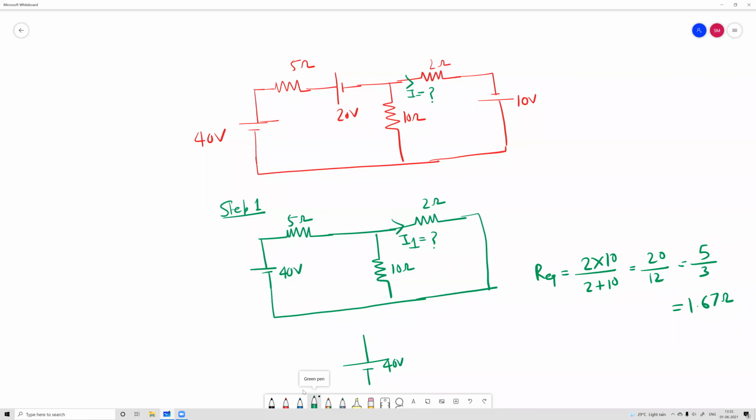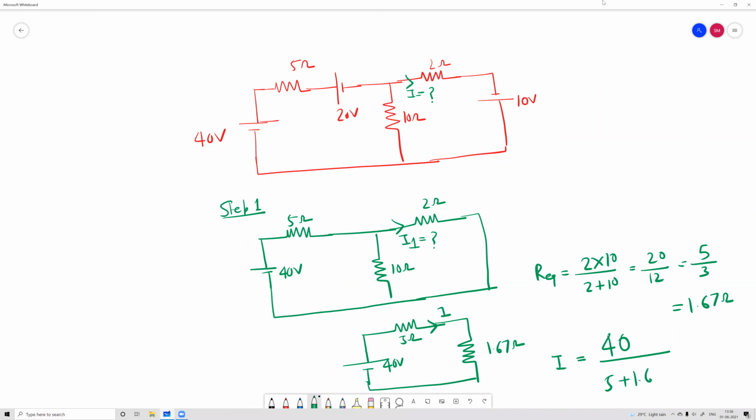So this is 40 volt. This is 5 ohms. This is 1.67 ohms. Right? So what will be the current? This current I or this I? This I would be now 5 ohms and 1.67 ohms, they are in series. So the equivalent would be the sum of 5 plus 1.67. It is approx 5.99, sir.